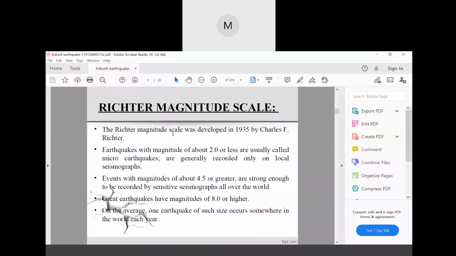Now earthquakes with magnitude about 2 or less are usually called micro earthquakes and are generally recorded only on local seismographs. That means below 2 they are not of any concern. Earthquakes with magnitude about 4.5 or greater are strong enough and can be recorded in sensitive seismographs all over the world. The great earthquakes have magnitude 8 or higher.